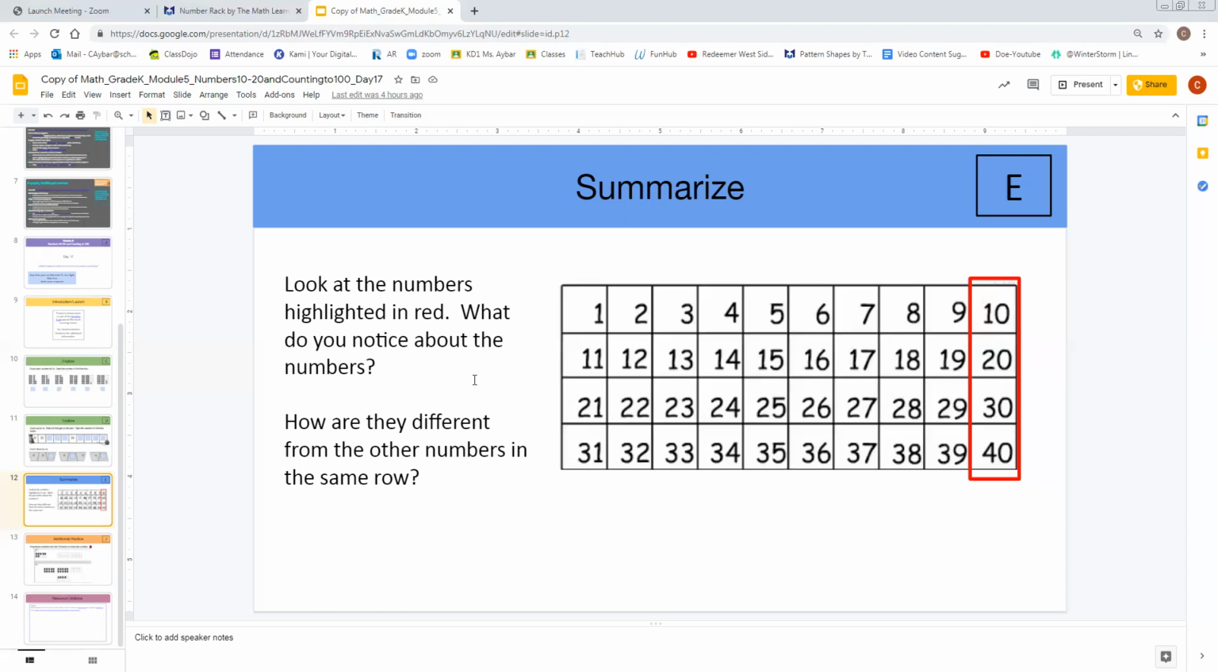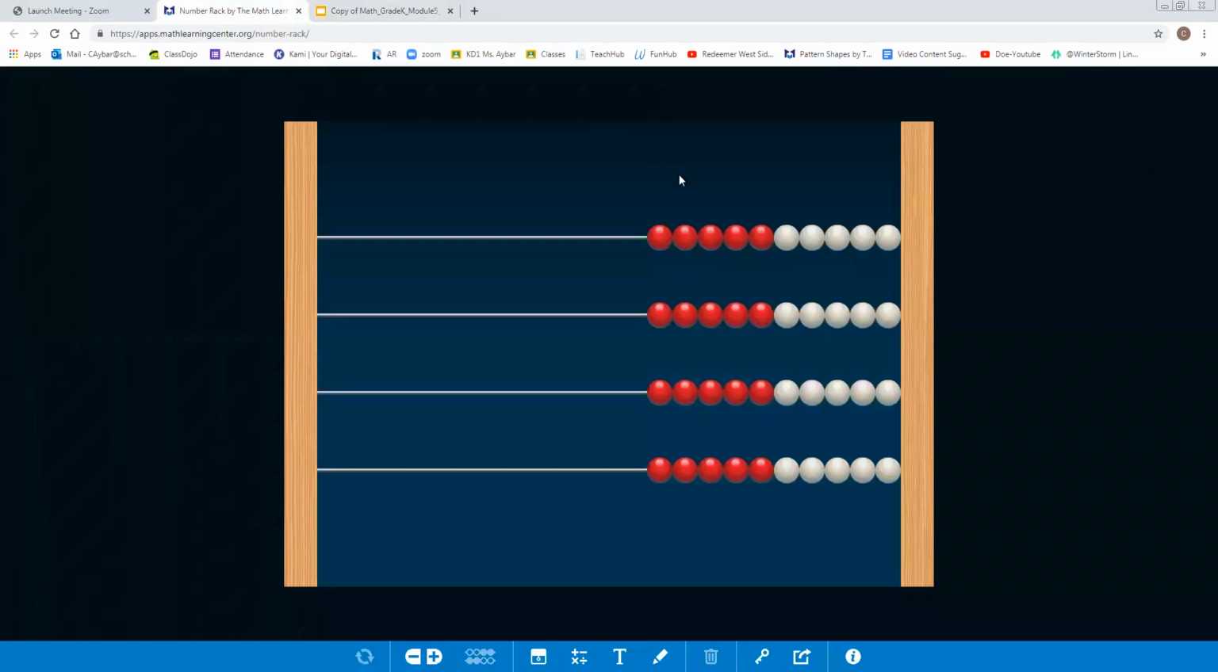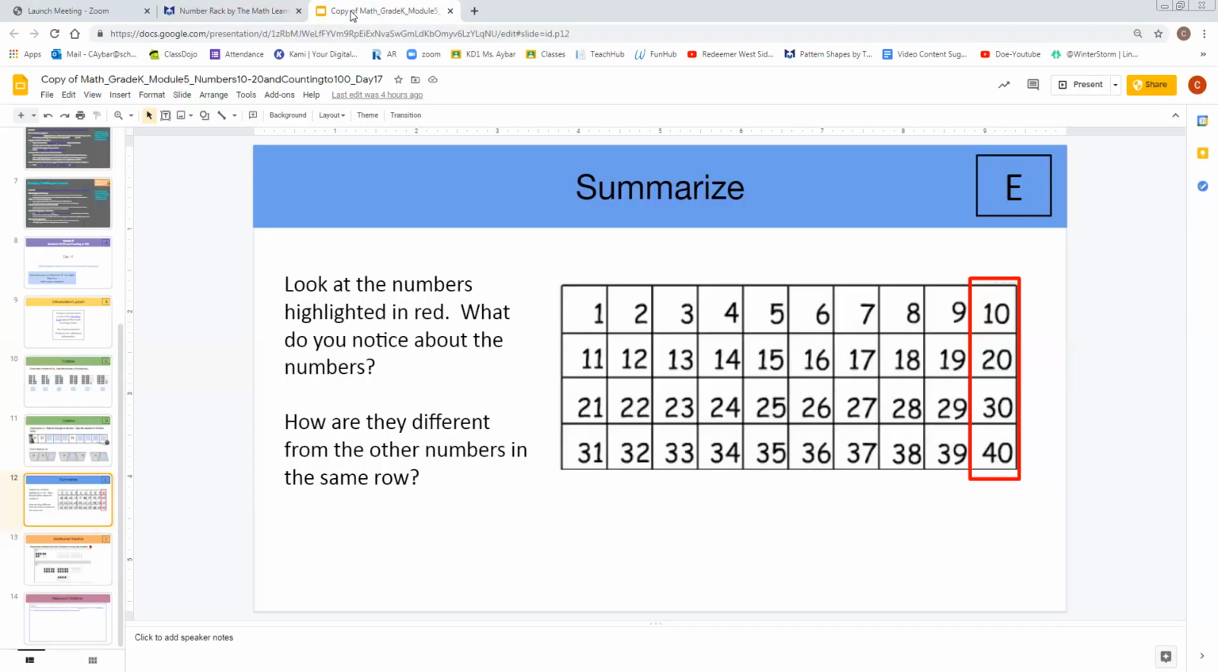One of the best ways to show your students exactly what they're looking at is by using one of the apps that we have shown in the past, the Number Rack app, and it will show them a visual representation of what it is that we are doing. So your students will see the 40 beads, and you can ask them to count, or maybe your students already count by 10. I know mine don't quite do that, but maybe yours do. And then we can go back here and show them what is the same about all of them.